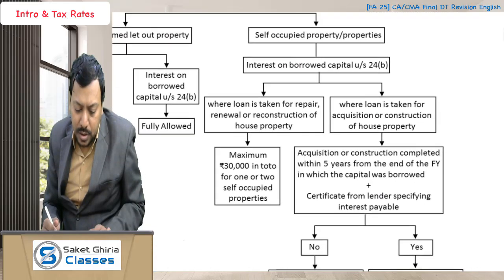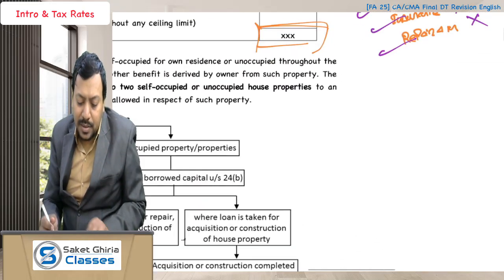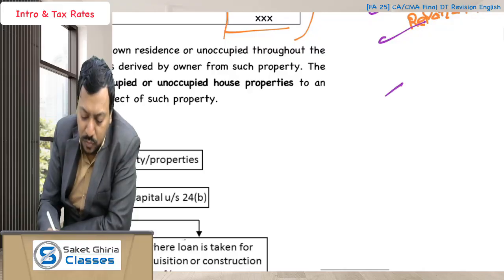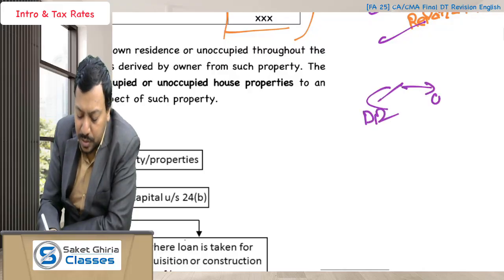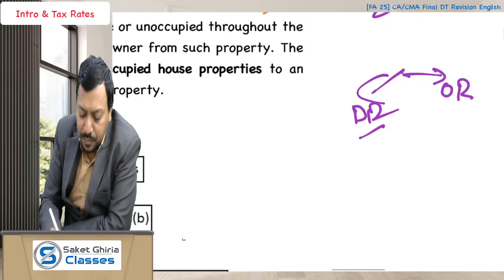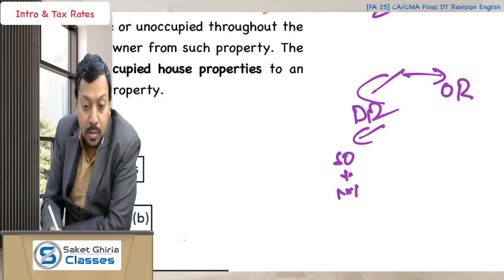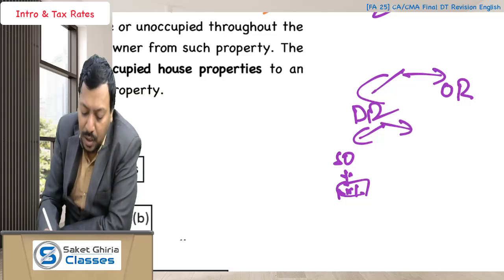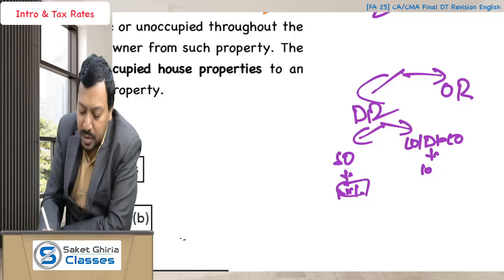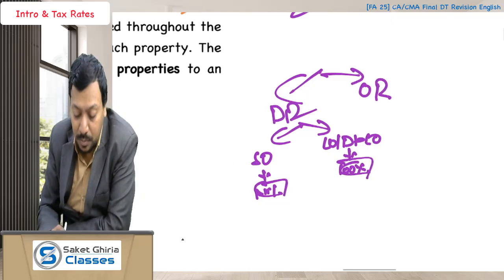What about interest on loan taken? Dear friends, there are two regimes. You know there are two regimes. One is the default regime, one is the optional regime. In the default regime, if the house property is self-occupied, no interest on loan is allowed as deduction. If the house property is let out or deemed to be let out, then 100% interest deduction is allowed without any ceiling limit.